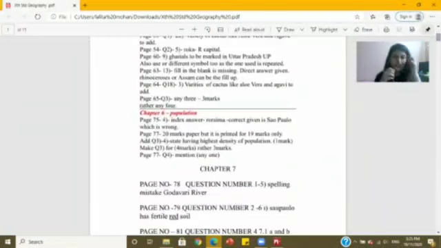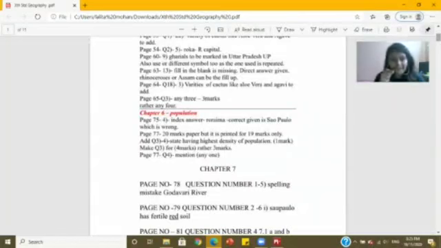Page 65, question 3. Any 3 for 3 marks. It is mentioned any 4. We have to write any 3 for 3 marks. These were the corrections from chapter 5. Moving ahead to chapter 6, that is population.